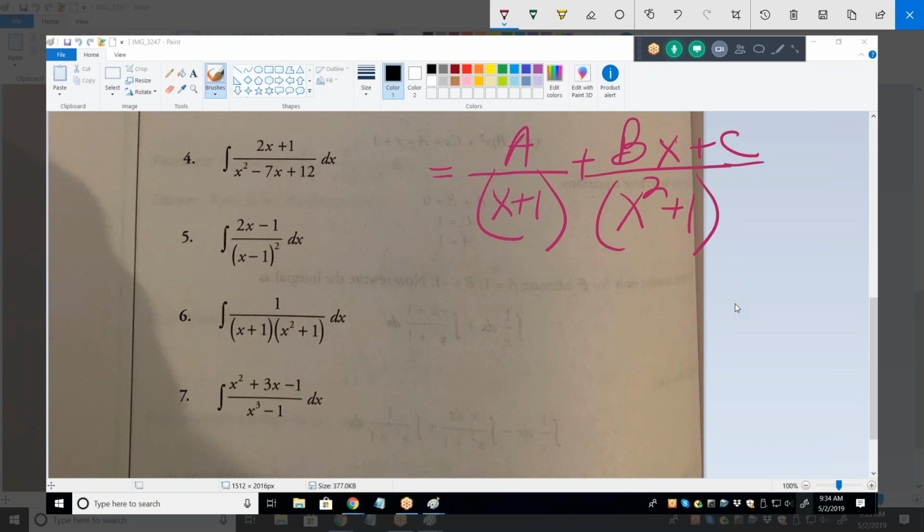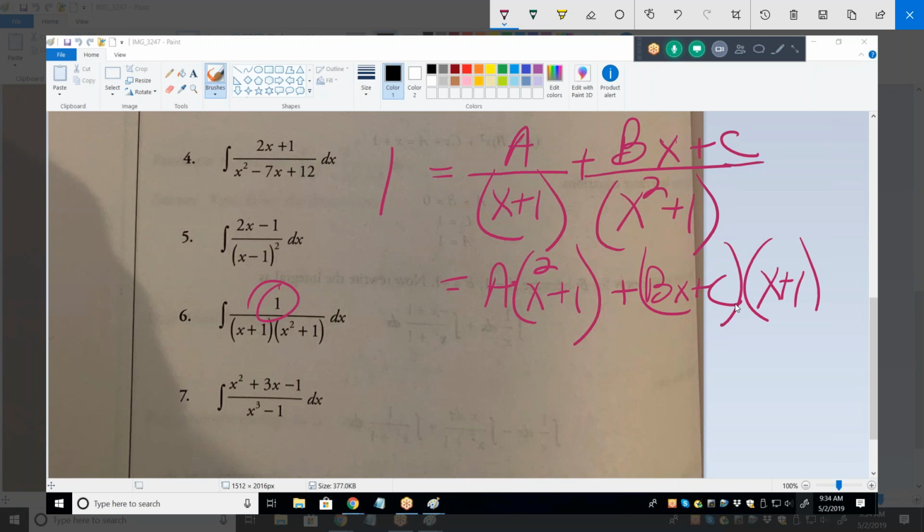And now it's just algebra. And this has to equal 1. This one right there. Okay, so what does that mean? That means a times x squared plus 1 plus bx plus c times x plus 1, right? Right. Okay, let's see what that gives us.